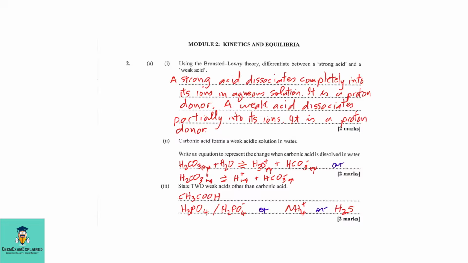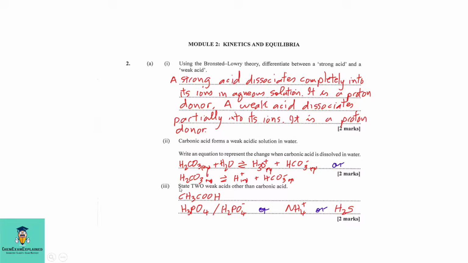2A Part 2. Carbonic acid forms a weak acidic solution in water. Write an equation to represent the change when carbonic acid is dissolved in water. We can write one of two equations. We can write carbonic acid plus water produces the hydronium ion and the hydrogen carbonate ion. Or you can write the equation without water and just ionize the carbonic acid into H+ and HCO3-.